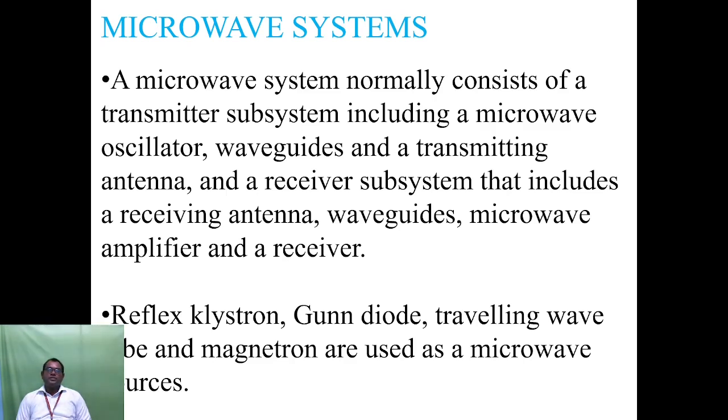In the microwave system, normally it consists of a transmitter subsystem including a microwave oscillator, waveguides, and transmitting antennas, and a receiving subsystem that includes a receiving antenna, waveguides, microwave amplifiers, and receivers. So these are the different components used in the microwave system, which has the transmitter and the receiver. Between the transmitter and receiver, we are going to connect the channel as a medium.